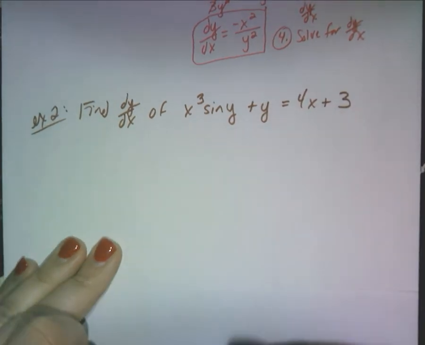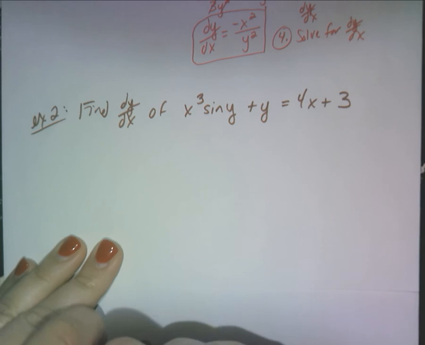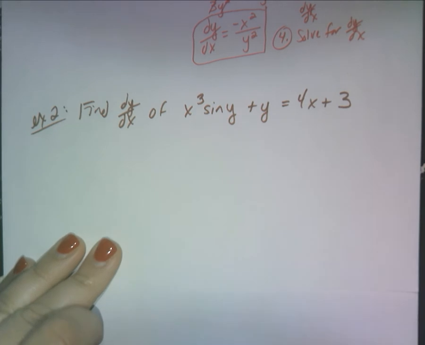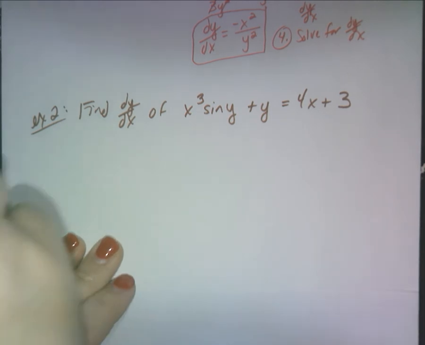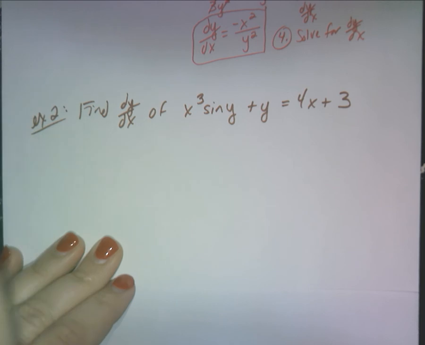See how lovely that one looks? Could you imagine solving that one for y? How are you going to solve that one for y? It's sine y. You have to do the weird thing. Okay, so we're not going to solve for y. We're going to do an implicit differentiation.